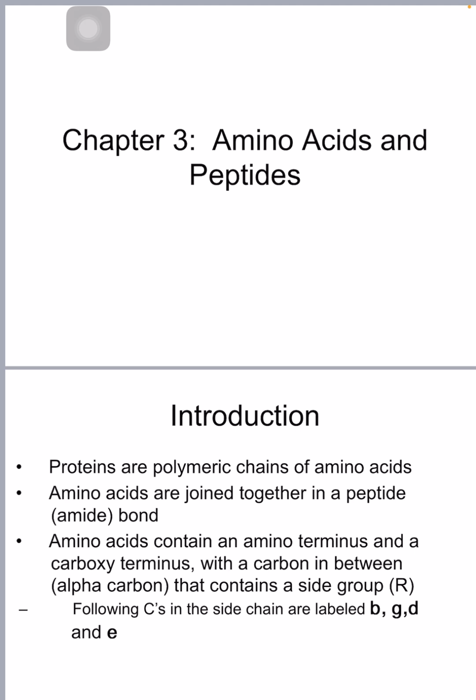All right, so we're going to try starting off here with chapter 3, which is all about amino acids and peptides. This is your first chapter where we actually start getting into specific biomolecules. I think amino acids are really interesting because not only are they the building block of proteins, but also individually and in smaller peptide forms, they do some pretty interesting things as well.